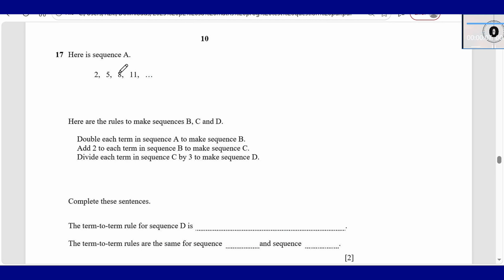Here's a sequence A: 2, 5, 8, 11, and so on. Here are the rules to make sequences B, C, D. Double each term in sequence A to make sequence B. Add 2 to each term in sequence B to make sequence C. Divide each term in sequence C by 3 to make sequence D. Complete these sentences. The term-to-term rule for sequence D is blank, and the term-to-term rules are the same for sequence blank and sequence blank. So you have 1, 2, 3 to answer. When the timer returns to 0, we will reveal the answer. You may try it on your own and pause this video if you need some more time.